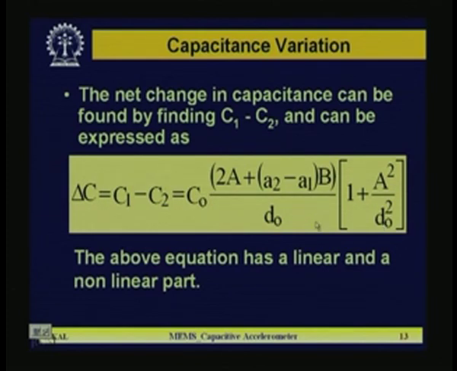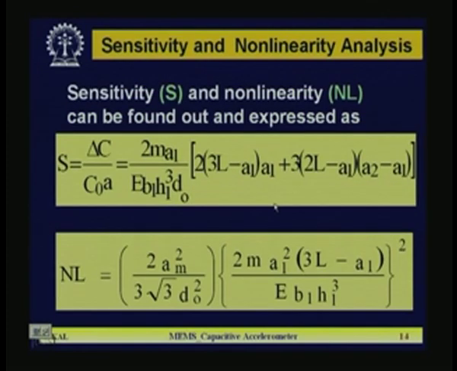Okay. So this equation has a linear as well as a non-linear part. The second term is a quadratic term, which is not exactly linear. Now, the sensitivity and non-linearity are another two parameters we are interested in, because in our design specifications non-linearity has been expressed as less than 1% of the full scale, and sensitivity is 0.02 G. So for that also we have to calculate the sensitivity as well as the non-linearity of the devices.